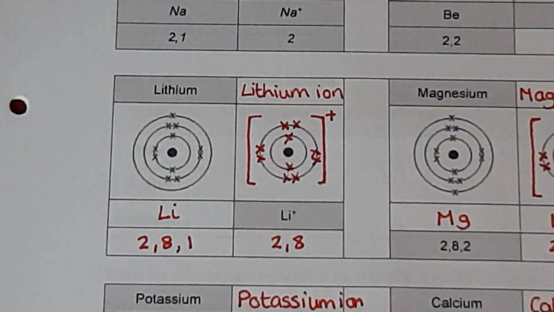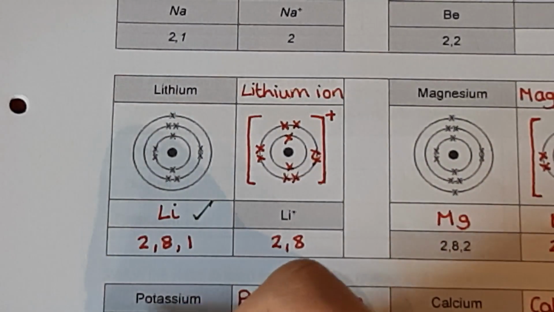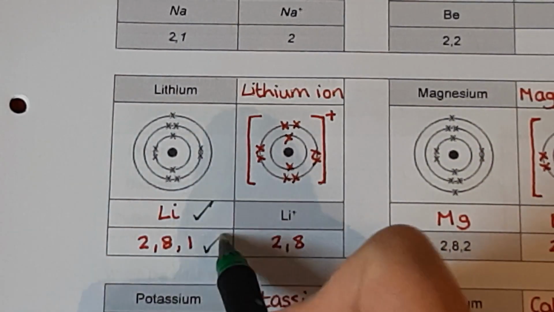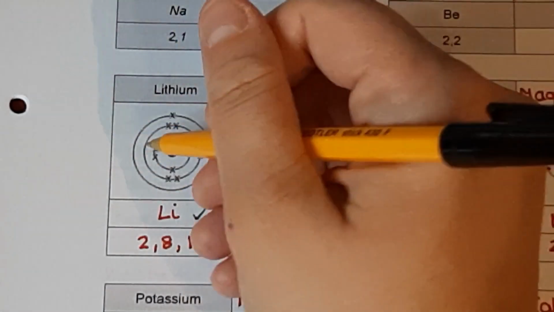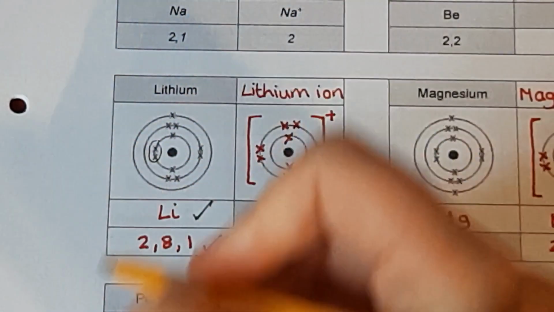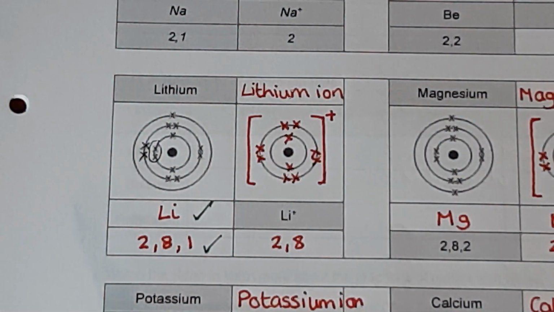Okay, so let's go through that. Here we have lithium. So the symbol is capital L lowercase i, and it's 2, 8, 1 for the electron configuration because there's 2 in the inner shell, there is 8 in the next shell and 1 in the outer shell. And you'll notice there's an error with this one. These 2 electrons should not be here, they should be in this next shell out. So if you spotted that, well done.